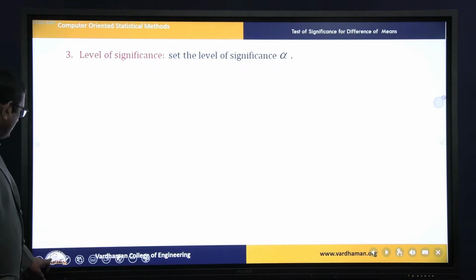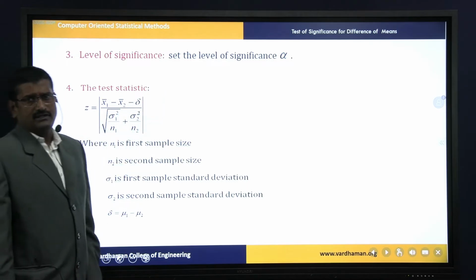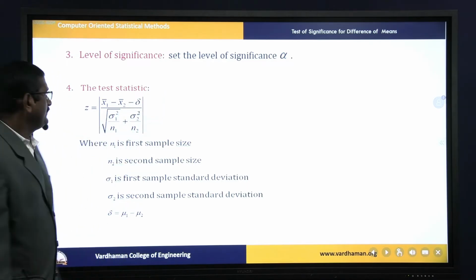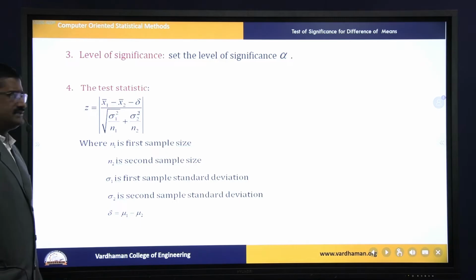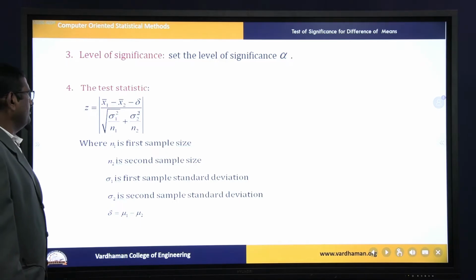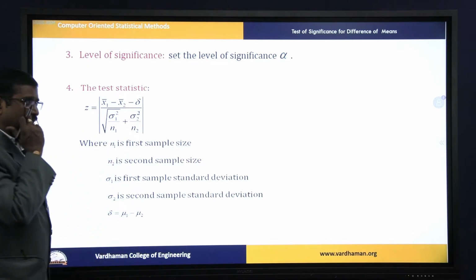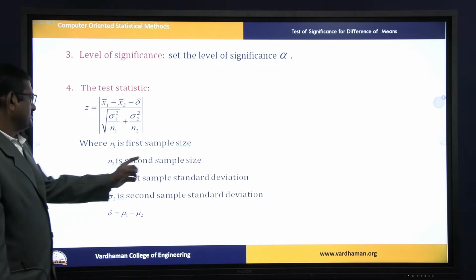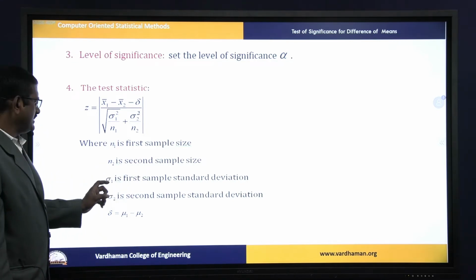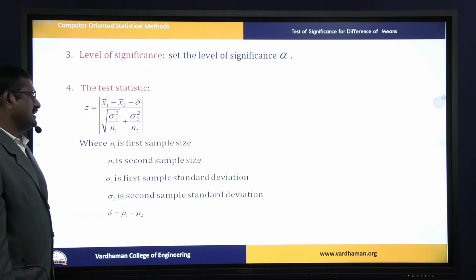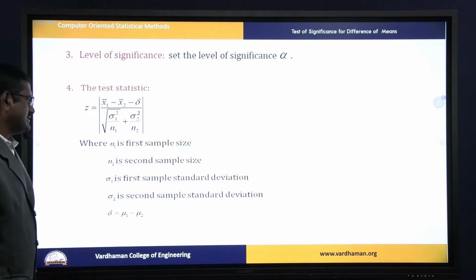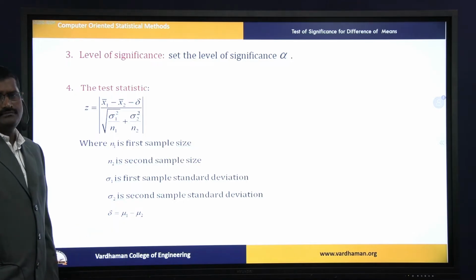From the level of significance point of view, we write a specified level of significance, which we denote as alpha. The test statistic is z equals x1 bar minus x2 bar minus delta, divided by the square root of sigma 1 square by n1 plus sigma 2 square by n2, where n1 is the first sample size, n2 is the second sample size, sigma 1 is the first sample standard deviation, sigma 2 is the second sample standard deviation, and delta is mu1 minus mu2.